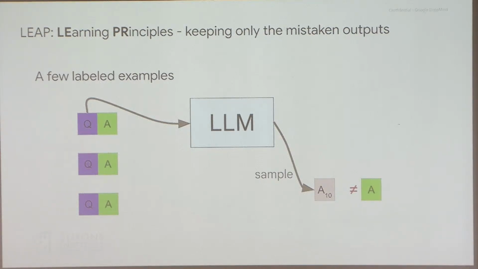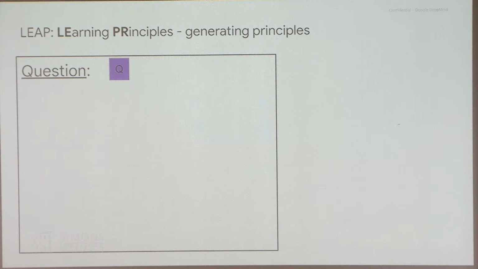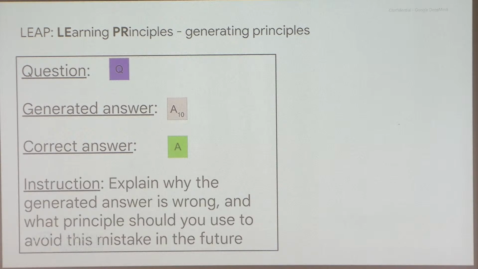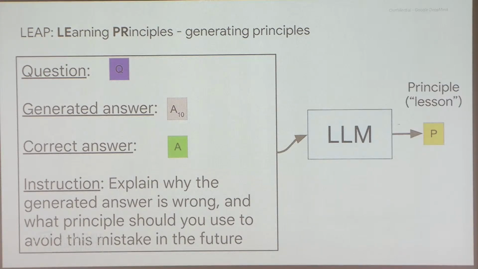So we keep only the wrong solutions, and then we craft a prompt as follows. We provide the model with the question, the generated answer, which we tell the model is incorrect, the correct answer, and an instruction in the spirit of: explain why the generated answer is wrong and what principle you should use to avoid this mistake in the future. We feed this prompt to the LLM and get a principle or a lesson. And notice that this principle does not contain the answer to the question. So the hope is that this principle or lesson would be general because it doesn't contain the answer. It just contains the difference or the logical step that you need to take in order to go from the generated answer to the correct answer. So we hope that since this lesson only has the small difference or the small mistake to avoid, it would generalize better than providing explicit examples and hopefully generalize to other examples as well.